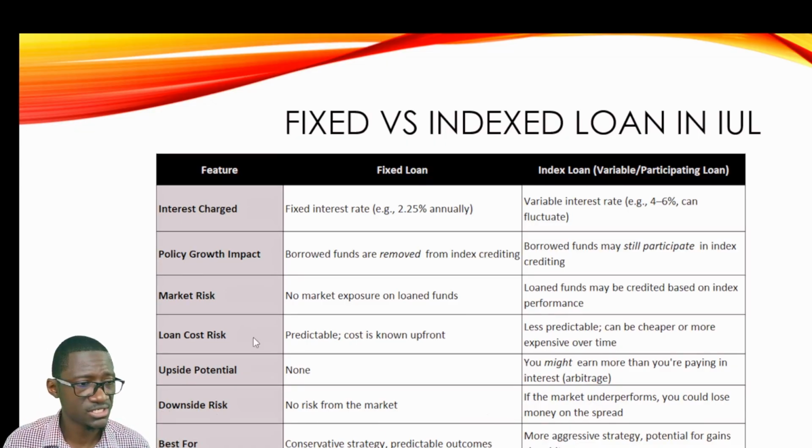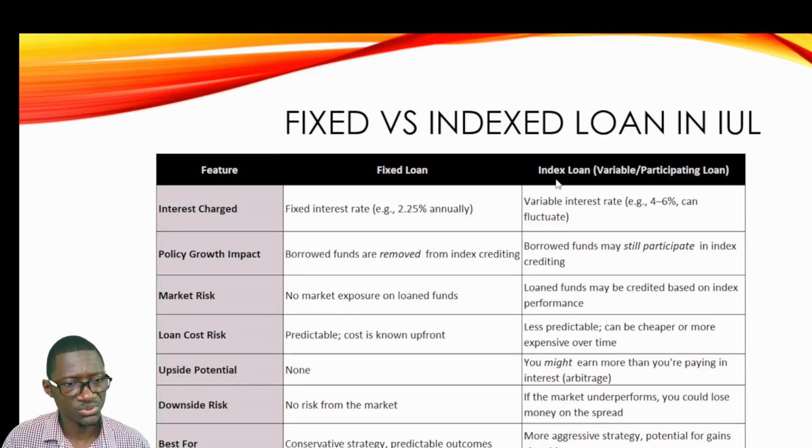First of all, let's start with the interest that is charged. Typically in a fixed loan, the interest will be very small. It's going to be in the range of 2.25 or 2.75, depending on the company. And it's a fixed rate that is usually charged annually at the policy anniversary. Some companies will charge it in advance, but if you repay the loan during the year, they will credit back the money that they took.